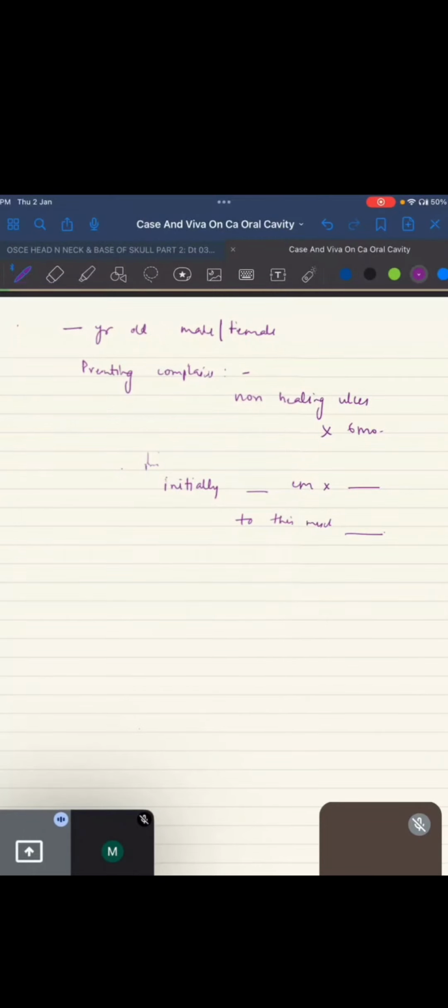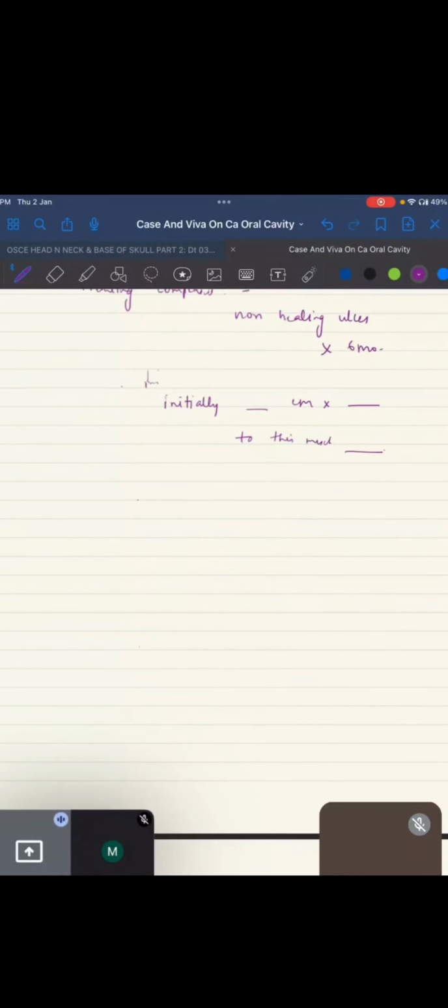See, there will be some instances where people say that initially the growth was the size of a gram, then it was the size of a pea, and now it has grown to the size of a lemon. But generally in our setup, what I have mostly seen during my residency days, after residency, and in all the vivas which I have undergone, you can mention it in centimeters. Like initially the growth was 1 into 1 centimeter, and now over the last 6 months it has progressed to the present size of 3 into 4 centimeters, or whatever growth you are telling.